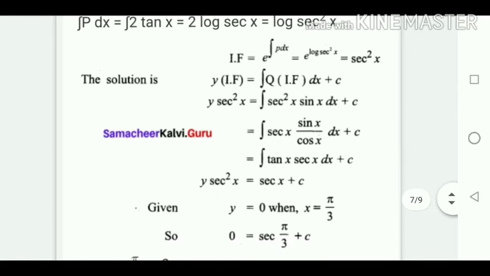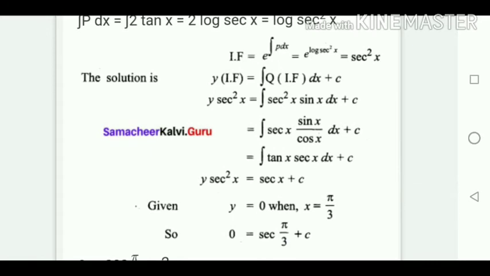Then the next step is the solution y into IF equal to integration of q into IF dx plus c. So IF equal to secant square x. If we substitute the value of IF as secant square x and q equal to sin x, we are getting y secant square x equal to integration of secant square x sin x dx plus c. The value of secant x equal to 1 by cos x, so sin by cos becomes tan x into secant x dx plus c.